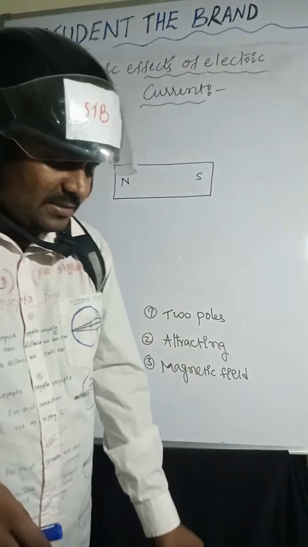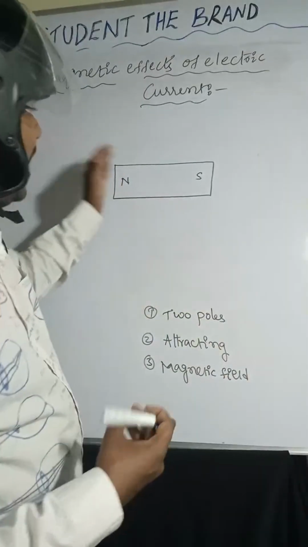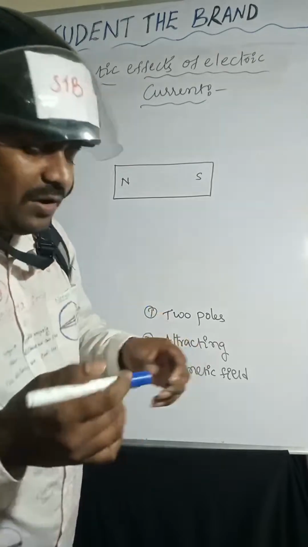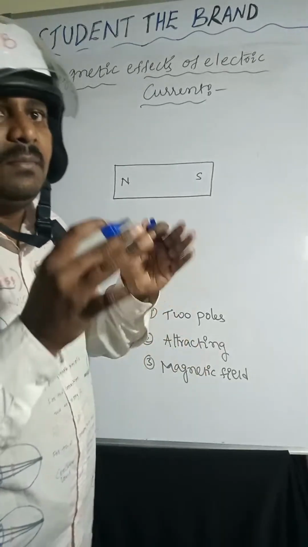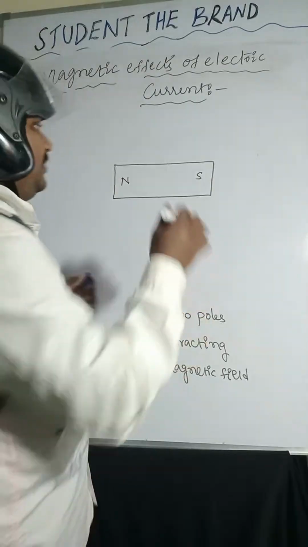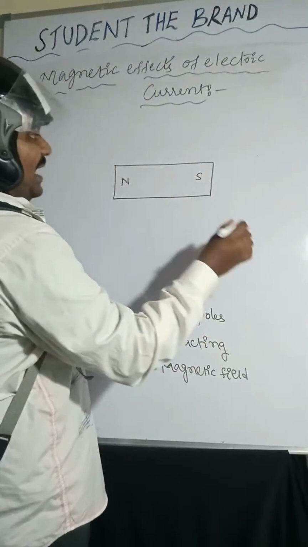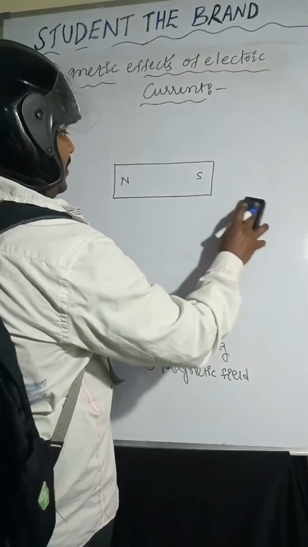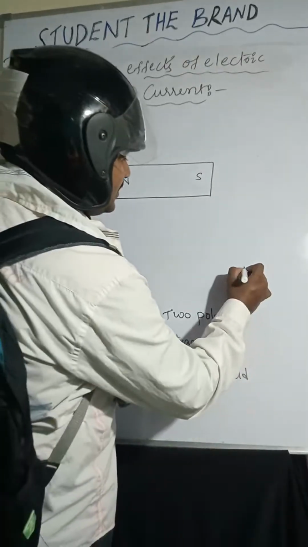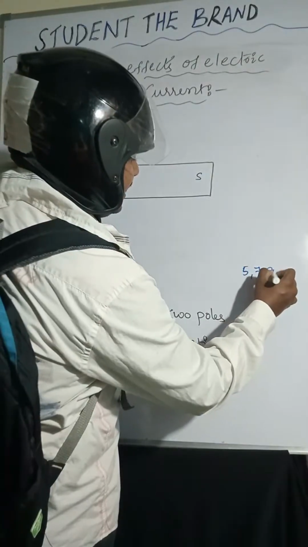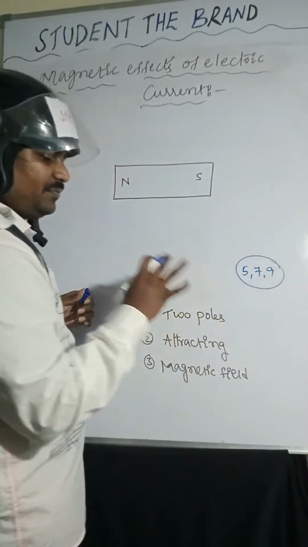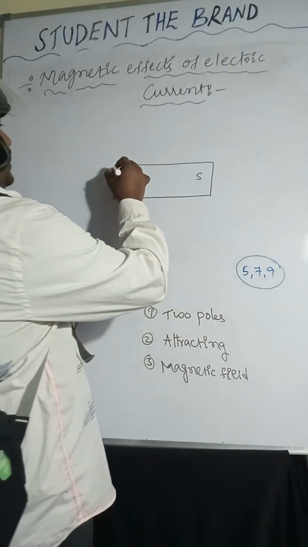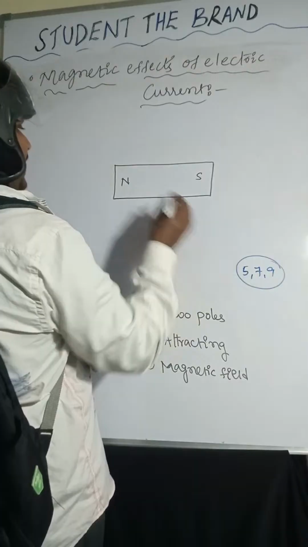Now you can see here, North and south I'm taking. The magnetic field will be in the form of magnetic field lines. I already said you can take 5 lines, 7 lines, or 9 lines. This is the preferable number, but any number you can pick and draw. So here I'm drawing 9 lines.